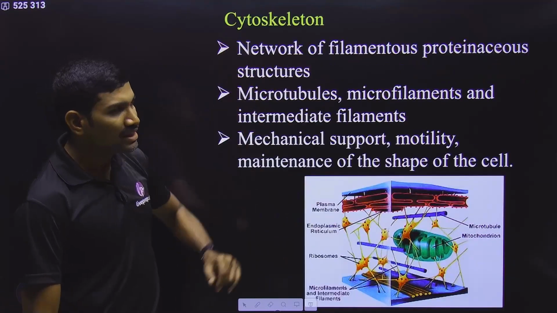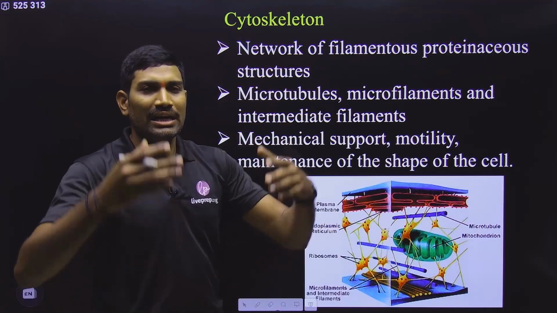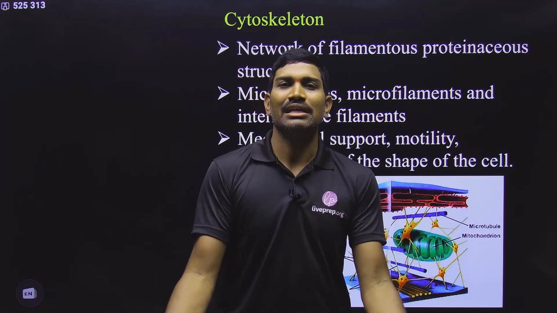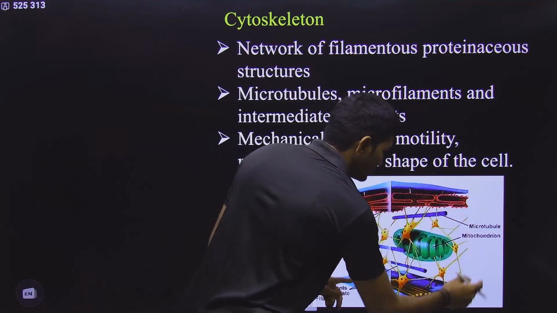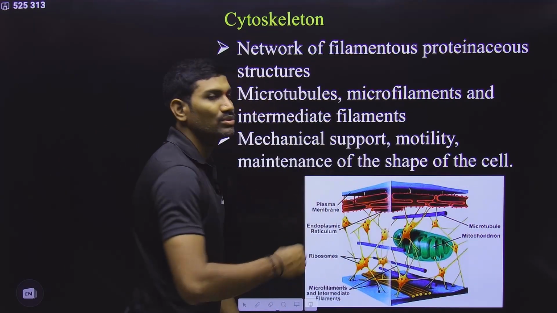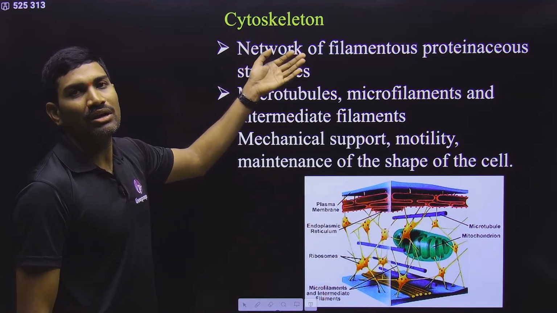Next one. Regarding the cytoskeleton. Cyto means a cell. Skeleton is the support. Actually, for our body, the bones and cartilage are acting as the skeleton. They are providing support for the body. In the same way, inside the cell, there are some structures that are providing support to the cell. So the structures that are providing support to the cell are called the cytoskeleton.